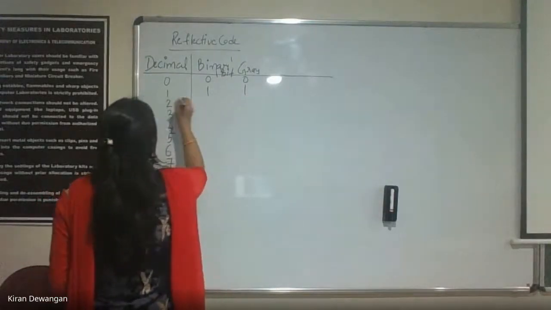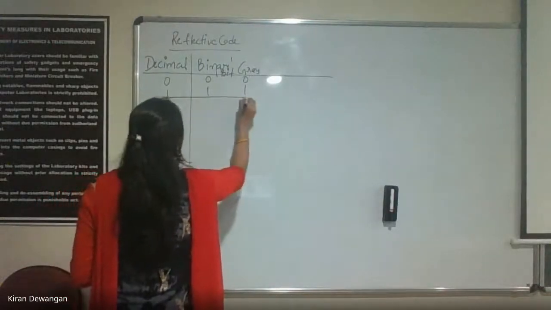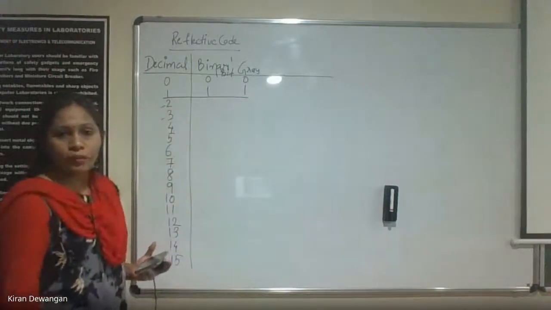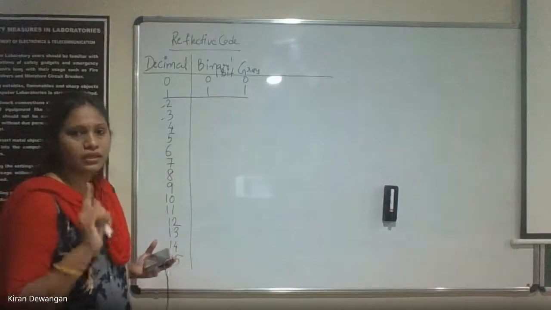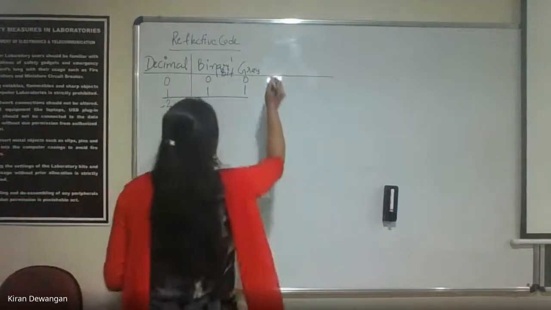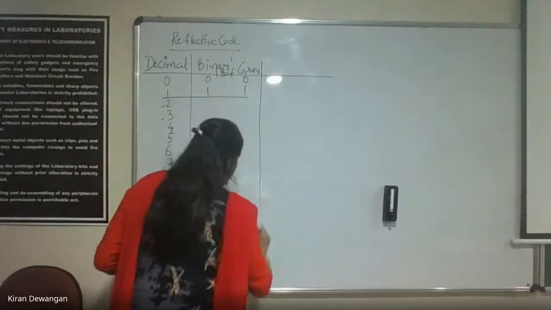Clear? But we have to represent 2, 3 also. That cannot be possible with just 1 bit. So we have to proceed further with 2 bits. So we'll move with 2 bits.